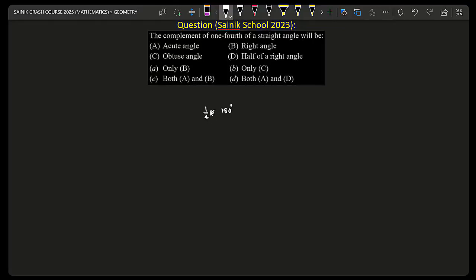And now they are asking the complement of this angle. How to get the complement of any angle? Sir, divide, sir, 4 ones, sir. No, no, no. I'm asking just how to find the complement of any angle.